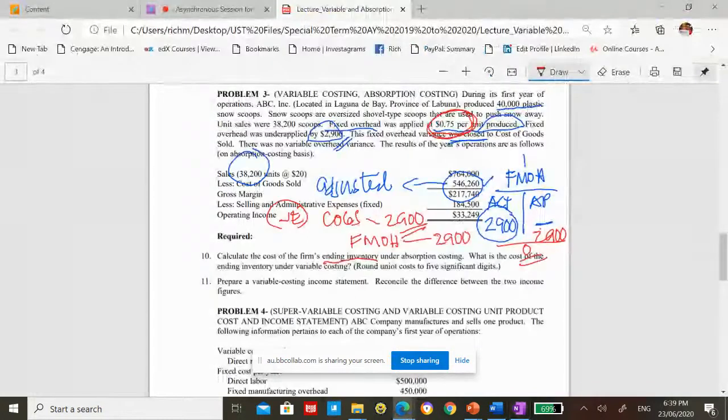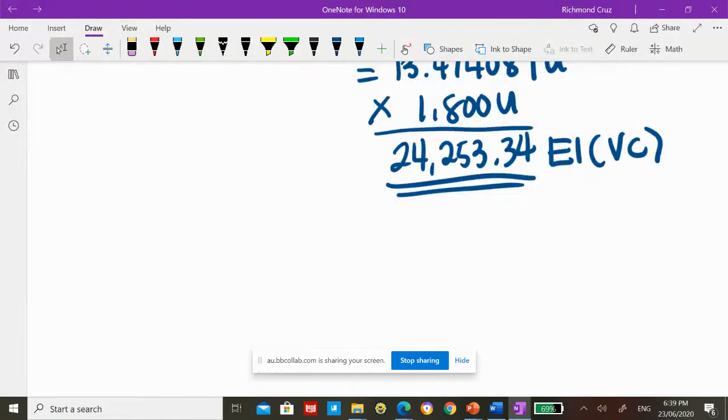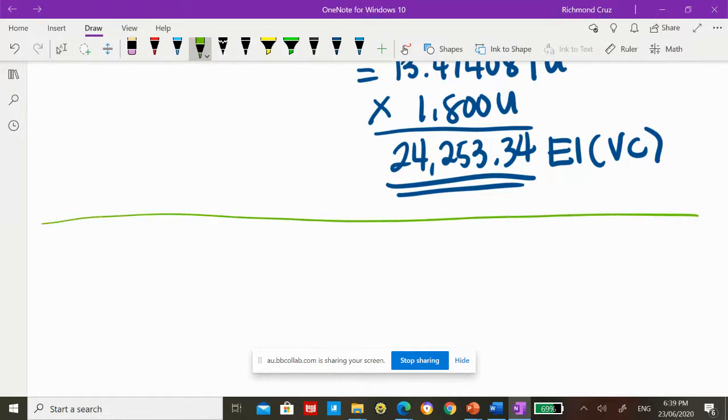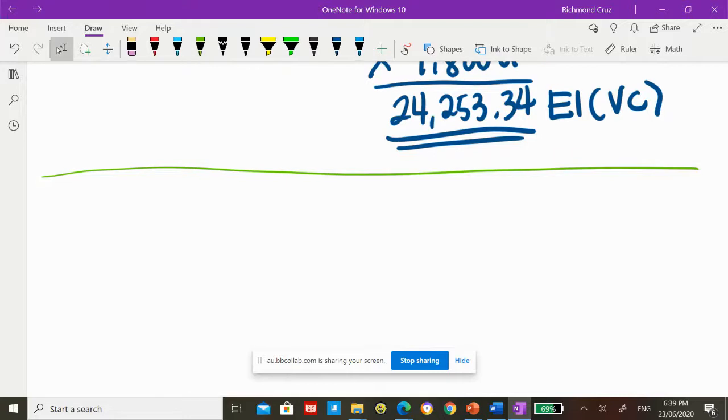So, ayun. So, we're done with number 10. So, next is number 11. So, sabi niya, prepare a variable costing income statement and reconcile the difference between the two. So, since sa number 11, tinatanong sa atin is variable costing income statement. So, madali lang naman yan.